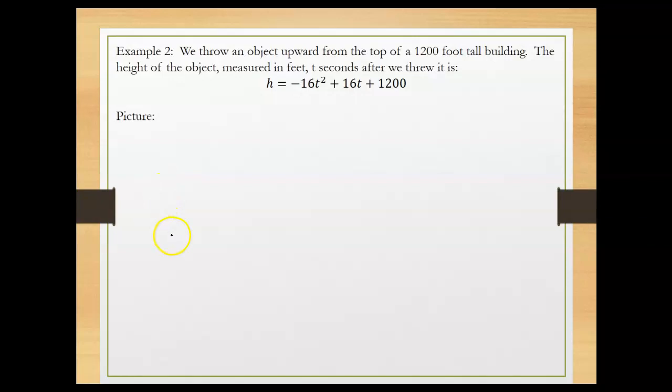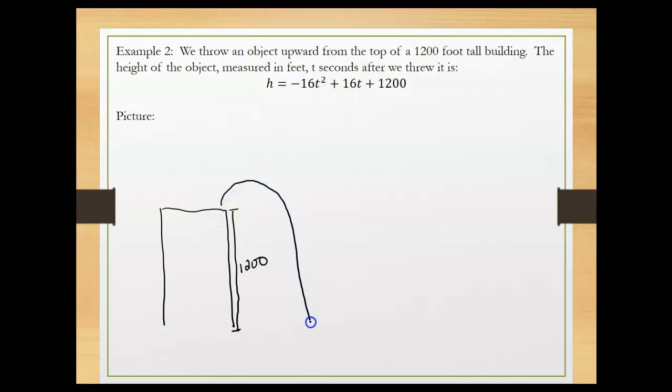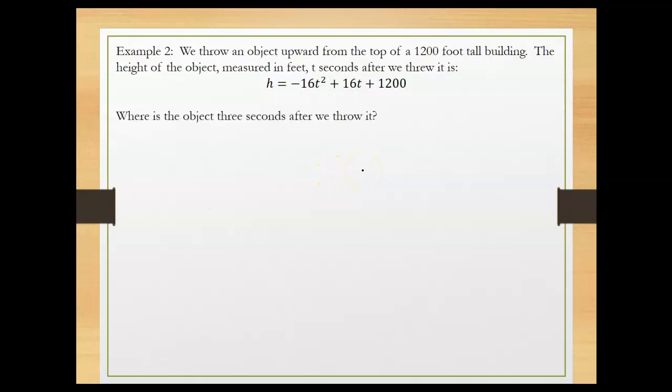We can draw a picture. In this case, I've got a tall building. That building is 1,200 feet tall. And I'm throwing something from the top of that building up. And let's think about what's going to happen. It's going to go up a little ways, and then it's going to start to drop. It's making that nice parabola shape. It's got a vertex. It's going to go up and then back down, and then we've got the height here. So let's keep this picture in mind, and let's go to our next slide.